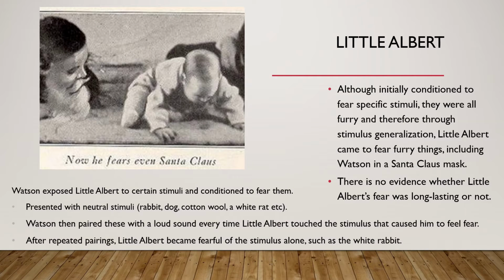And so as a reminder, here we have little Albert who is exposed to a loud noise, and then we have a pairing of the loud noise with a white rat, and then when he did this, eventually the white rat causes fear. So he became fearful of the stimulus alone. And we can see here it wasn't just a white rat, it was other things as well that he was conditioned to fear. And so he began to generalize his fear. So here we see stimulus generalization.